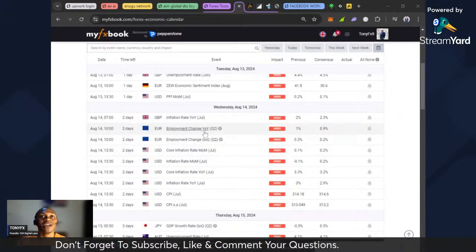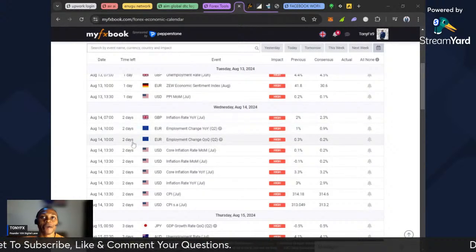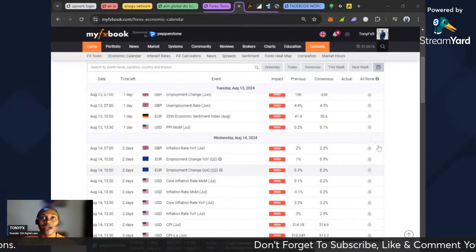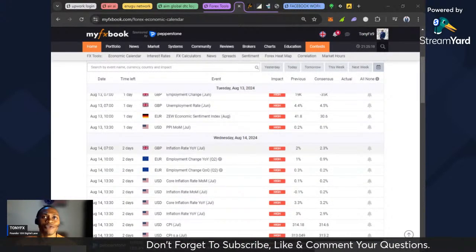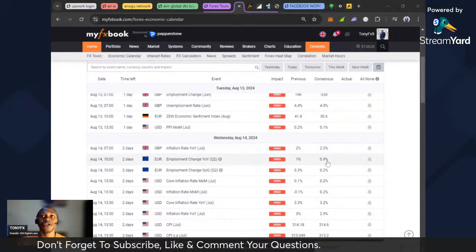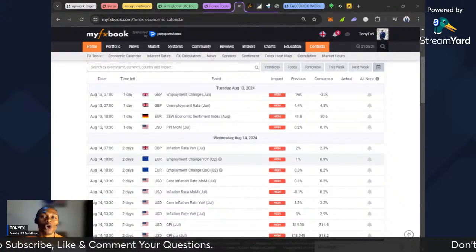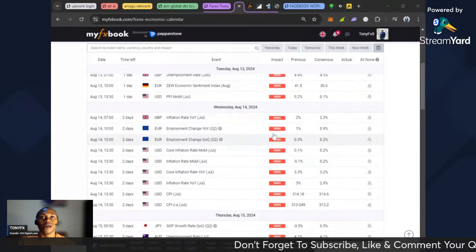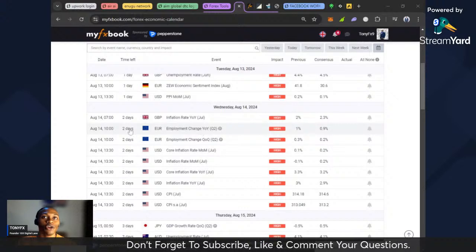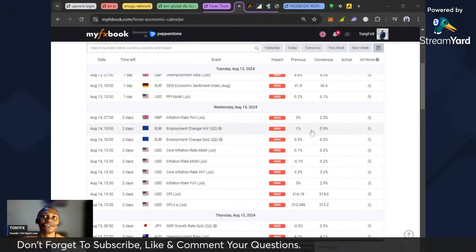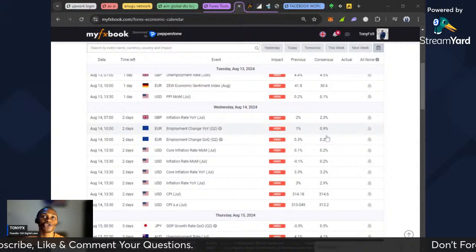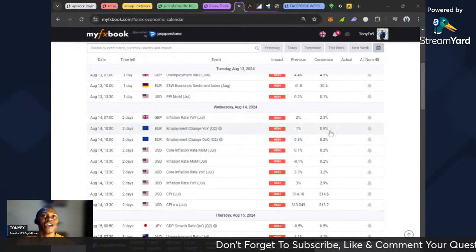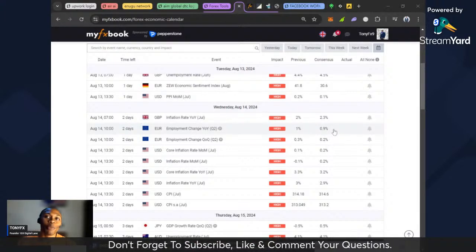Watch out for it. Then employment changes year over year, employment changes quarter over quarter for euro, 10 a.m. on Wednesday. So employment changes, like I explained earlier on, is a derivative of unemployment rate. If there is employment increase, it will show. If there is employment decrease, it will show as well. So this is what I see for euro on Wednesday by 10 a.m. If there is an increase in employment, it is going to give euro strength. But if there is a decrease in employment, it's going to give euro weakness. So if you see something like 1% here, euro will be strong. If you see something like 0.8%, euro will be weak.